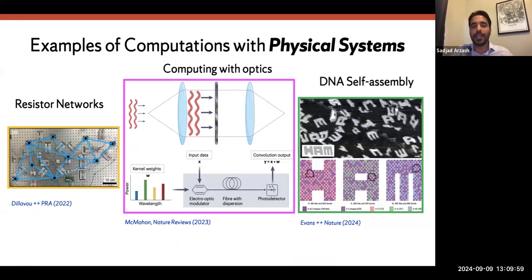But not only in spring networks, here I'm just showing some examples of computation with physical systems that have been looked at, from resistor networks here at Penn to computing with optical systems, as well as playing with the molecular concentration to do DNA self-assembly in a specific kind of setup. But these are all computation with physical systems. And I'm interested in tissues, in real biological tissues.